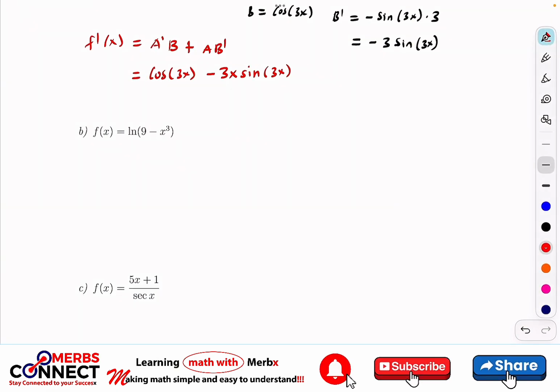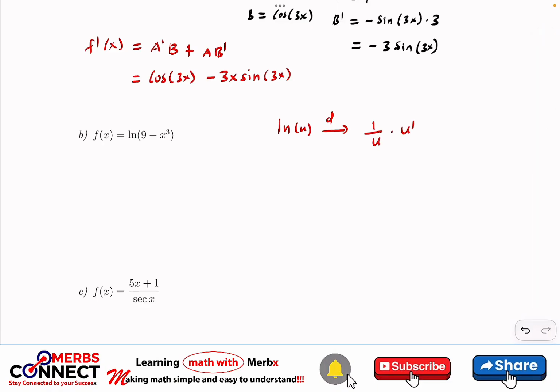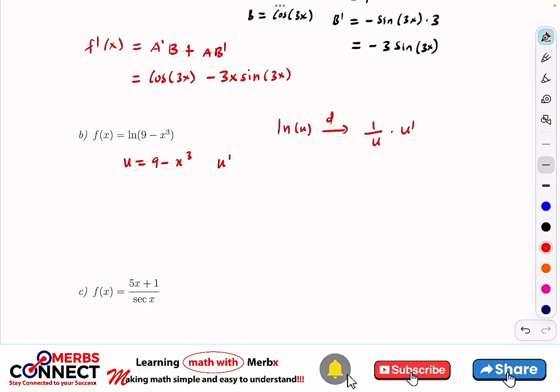Now let's look at B. Now B is the natural log function. So what we are going to do is, we know that the derivative of the natural log of U is just 1 divided by U times U prime. So when you compare this here to this, we can see that our U here is 9 minus x to the power 3. So I need U prime, and this is going to give us minus 3x squared.